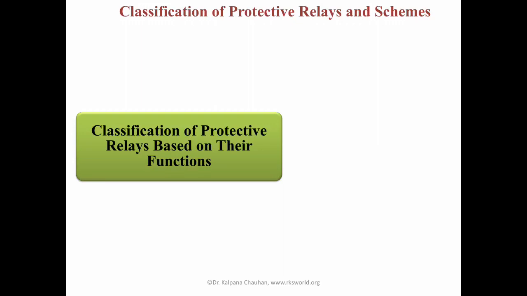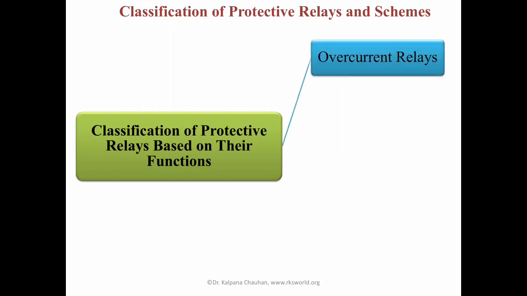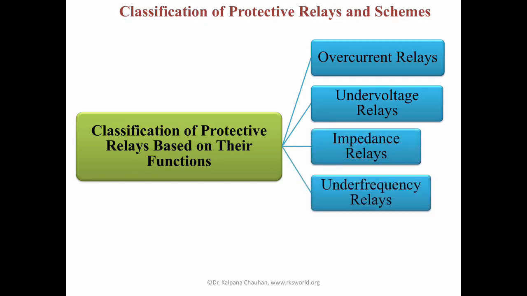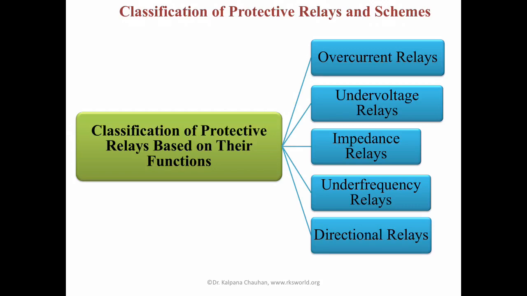Another classification is based on their functions. Based on the relay function, it can be classified as overcurrent relay, under voltage relay, impedance relay, under frequency relay and directional relay. Over voltage relay means we are protecting a system for the over voltages. Under voltage relay means for under voltages, impedance based relays, under frequency relays and directional relays.